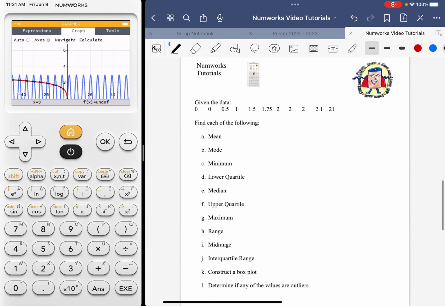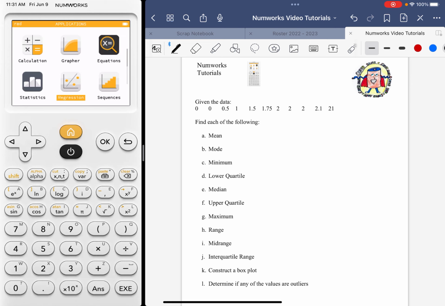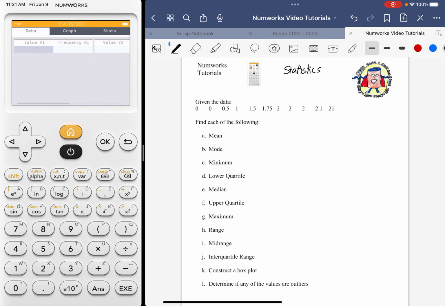All right. Now for this one, it's the home statistics app. Hit OK. So all these values go into value V1. They write the one as an ordinary font. It really should be a subscript, but it doesn't really have the wherewithal to do that. But I'll type my data in. So you go into that.